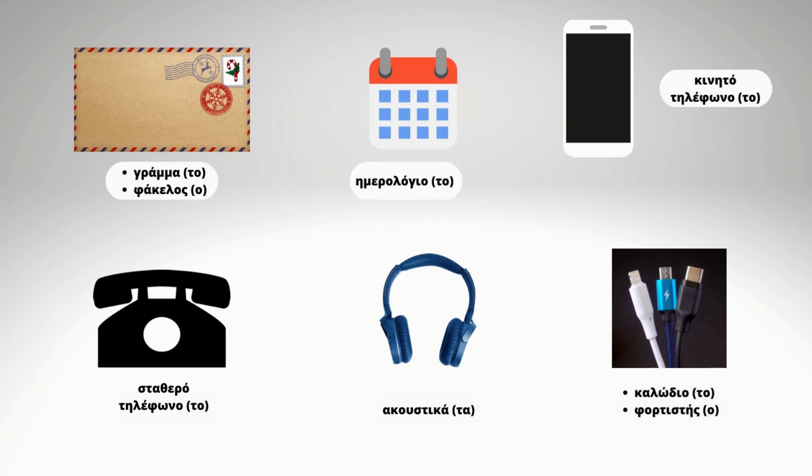So basically, literally, it's translated to a stable phone. This is the kind of phone that some of you may probably have in your houses only. The next word is in plural form, τα ακουστικά. Τα ακουστικά is in plural form and it means headphones. So we use them to talk on the phone or to listen to music.